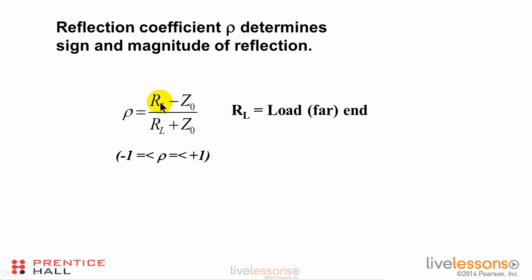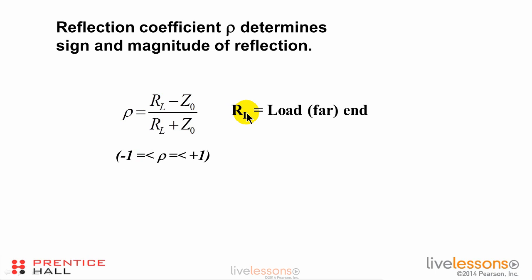Let's say we short circuit the line, let RL be 0. Well, then we have minus Z0 over plus Z0, or we have -1. So if we have a short circuit at the end of the line, we still have 100% reflection, but it's minus in sign. It's opposite in sign to the driven signal.